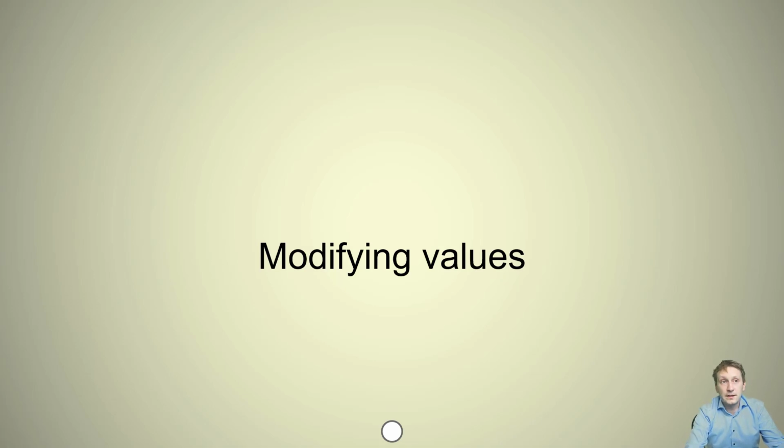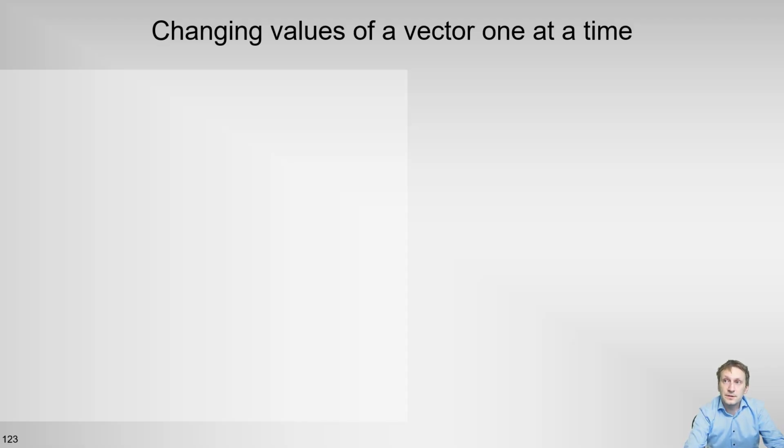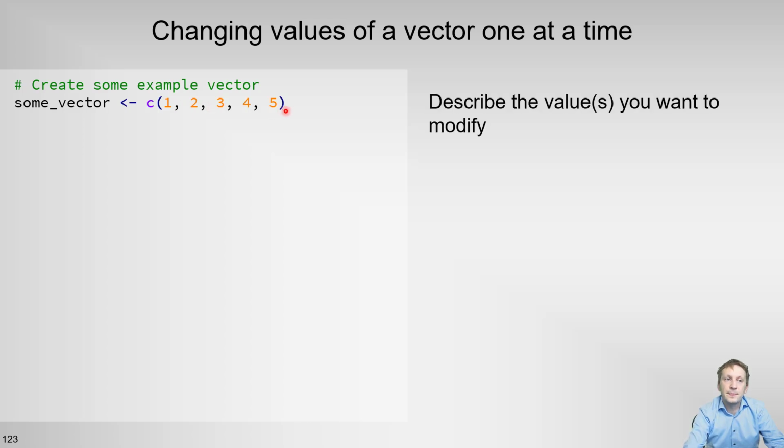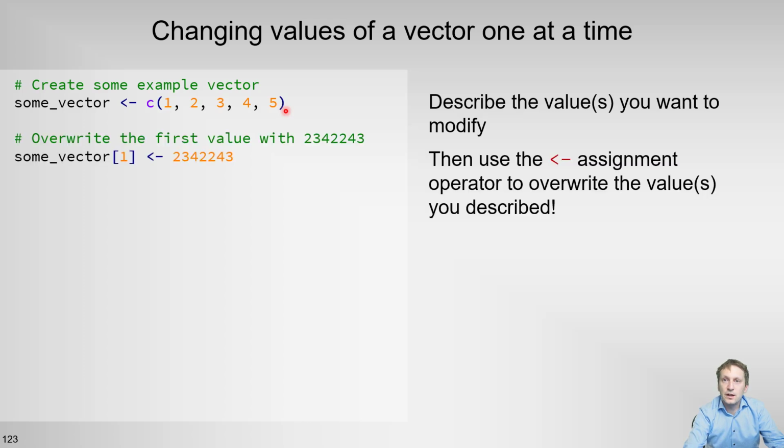Okay, modifying values. Let's start with a very simple thing, changing values of a vector one at a time. So let's create some vector. Let's call it some_vector and let it contain the values from 1 through 5. Then let's select an element to change. We first need to tell R which element we want to change. Let's say we want to change the first element.